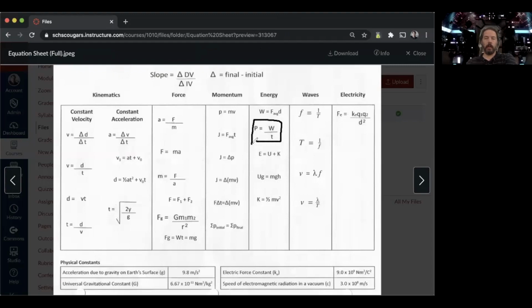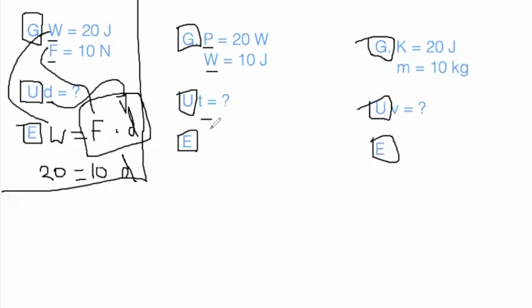Power, work, and time. Are there any others that might fit that process? There's a time, but there's no power and there's no work, so it can't be this one. Okay, so this is the only one that has all three variables. So the equation must be power equals work divided by time.